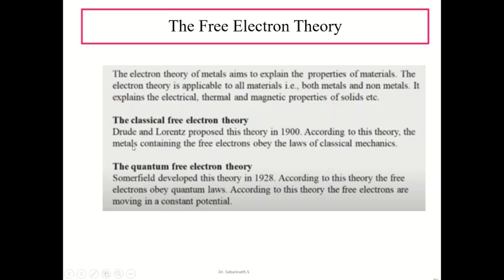The classical free electron theory was proposed in 1900 by Drude and Lorentz, and according to this theory, the metals containing free electrons obey the laws of classical mechanics. And later in 1928, Sommerfeld developed a theory known as the quantum free electron theory, and according to this theory, the free electrons obey quantum laws and move in a constant potential.